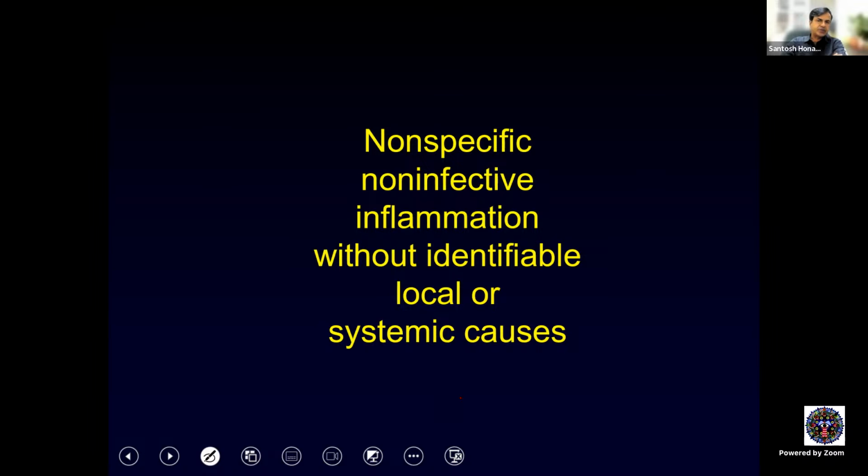It should be non-specific, non-infective inflammation without identifiable local or systemic causes, which clearly means that you should have done a good systemic workup to rule out the systemic causes. Locally, wherever it is biopsyable, you should have done a biopsy. I don't expect you to do a biopsy for a perineuritic non-specific orbital inflammation.